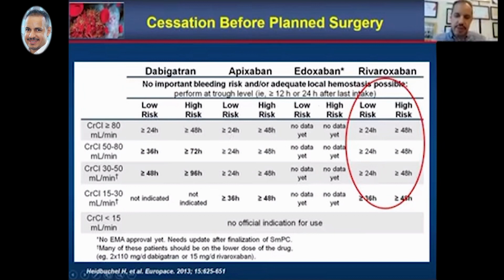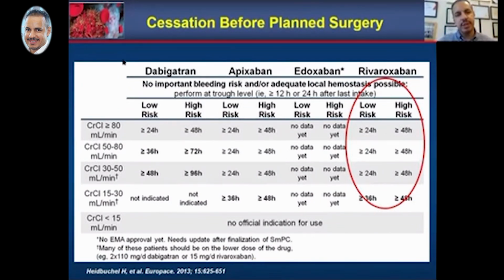Very important practical point: if the patient is going for surgery, this is a rule, remember it. We stop it 24 hours before and 24 hours after if it is a low risk bleeding surgery, which is standard risk. If it is a high risk bleeding surgery, we stop it 48 hours before and 48 hours after. And this is based on the surgery-related risk of bleeding.